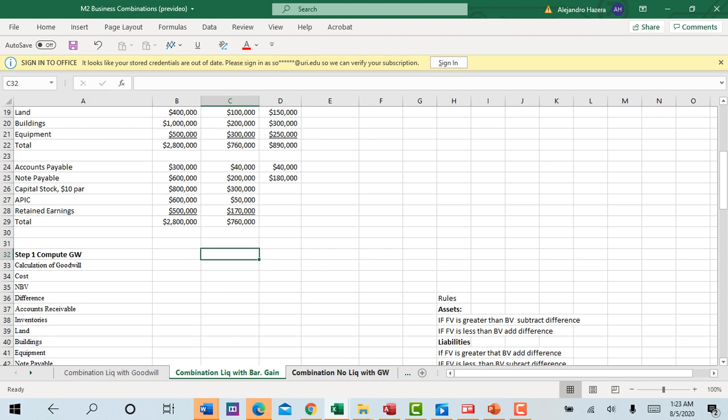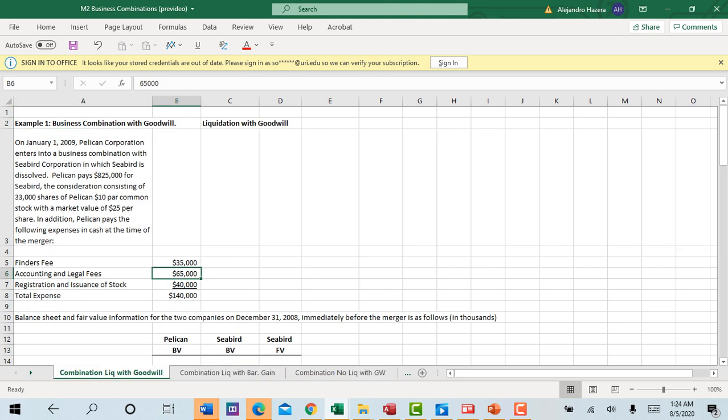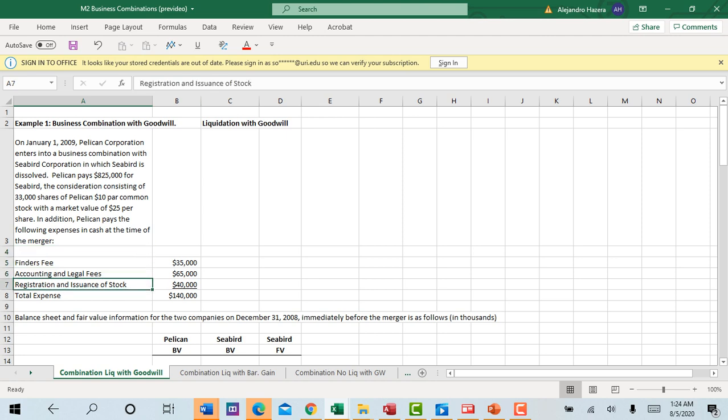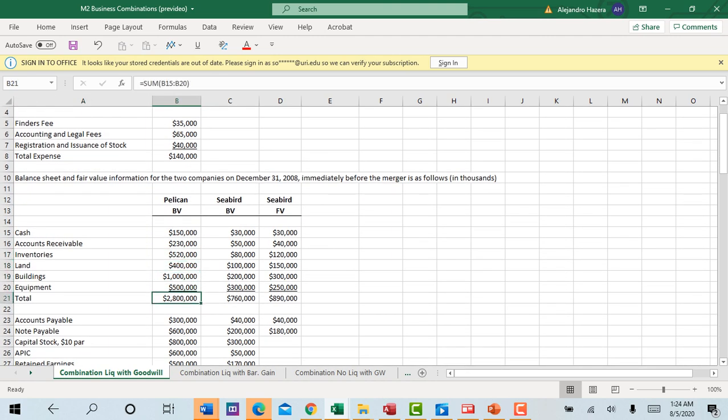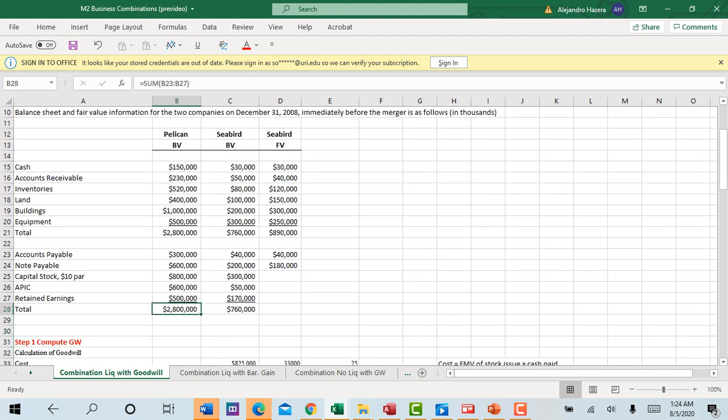So here's the worksheet. Now, I'm going to start by comparing what we did in example 1 with what we do in example 2 here. In the business combination with goodwill, liquidation with goodwill, we had a company that had total expenses of $140,000. And this was their balance sheet.